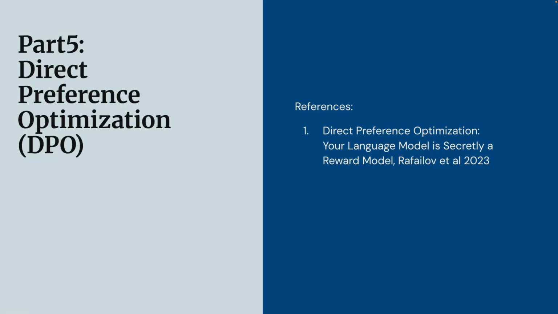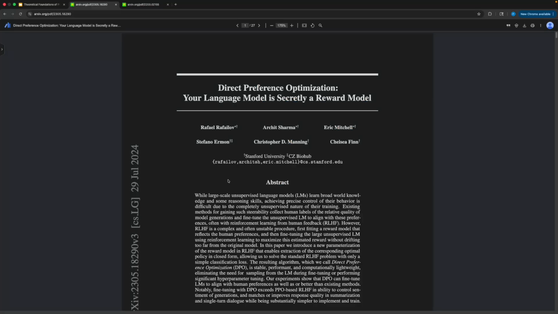So now we'll look at direct preference optimization, or DPO, which is another way to do RLHF without learning an explicit reward model, or even doing reinforcement learning or having a PPO-style RL loop. Now we'll browse through the DPO paper, "Direct Preference Optimization: Your Language Model is Secretly a Reward Model."